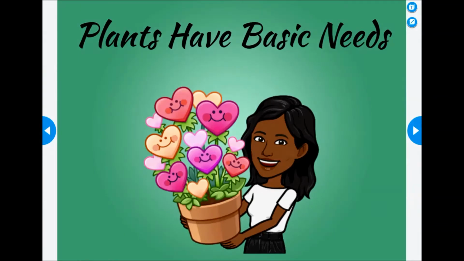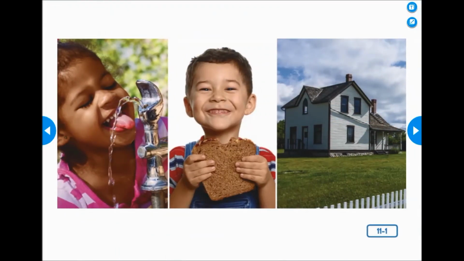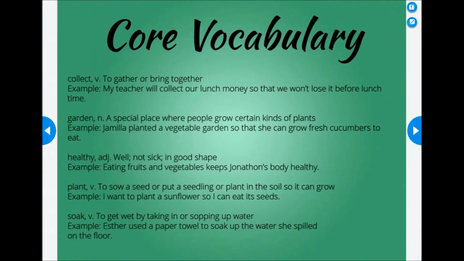Hi, friends. Yesterday we learned about all the things that plants need to stay alive. We know that we need water, food, and shelter. And some of those things a plant needs too, but they need something a little bit more and a little different from us. We need water, food, and shelter. But what do the plants need?